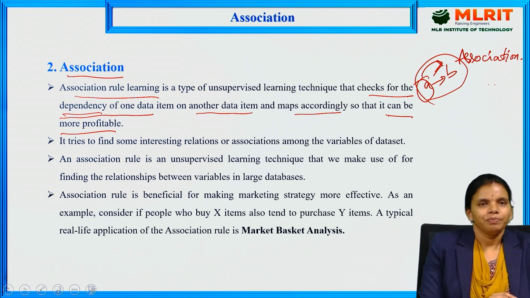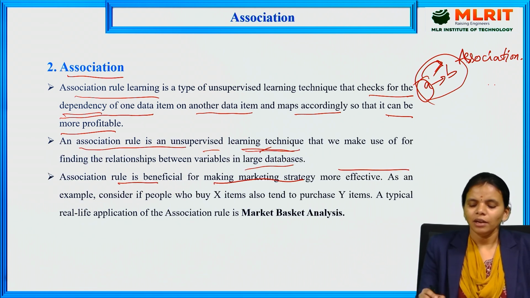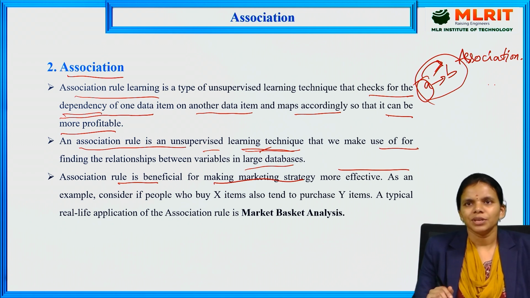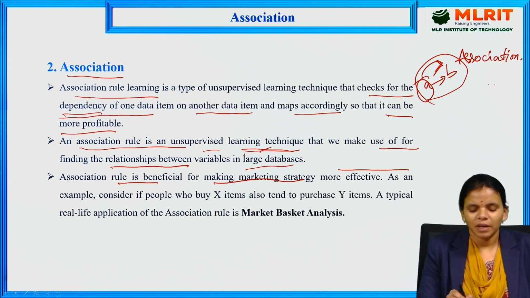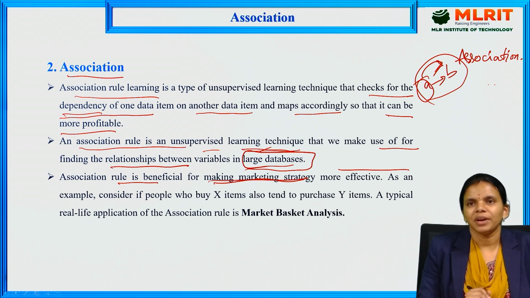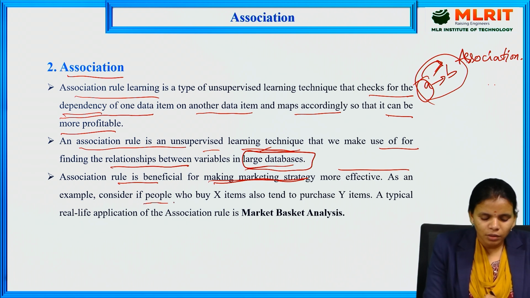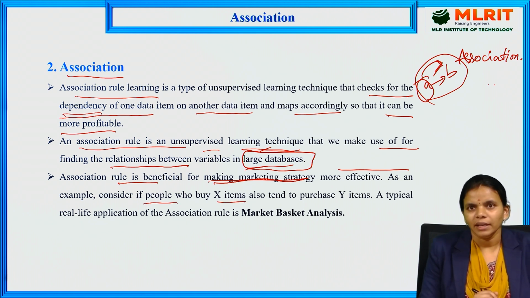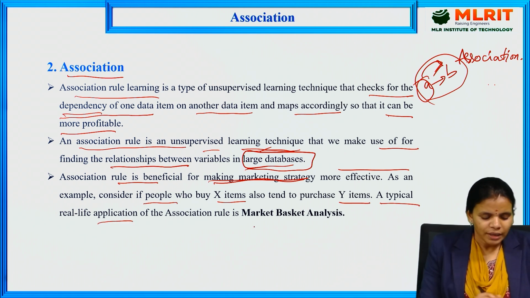So the next one, we know that association rule learning is an unsupervised learning technique and we make use of this association rule learning for finding the relationship between the variables which are present in the large databases. So next, association rule is beneficial for making market strategy more effective. So for example, consider if a person buys item X, also purchase item Y. So a real-time application of association rule is market basket analysis.